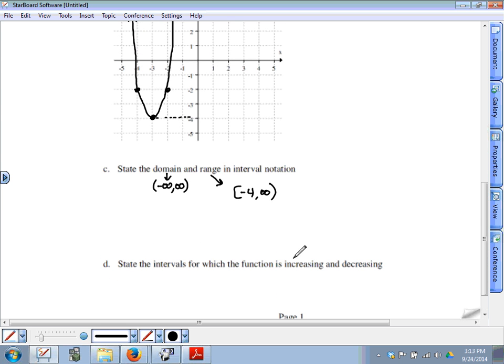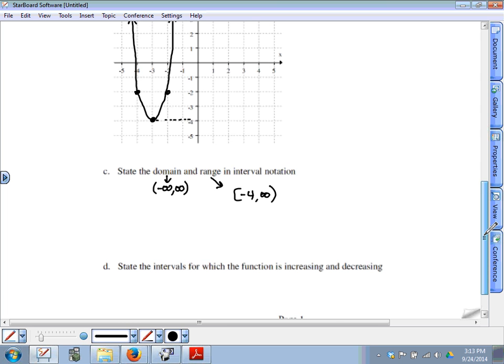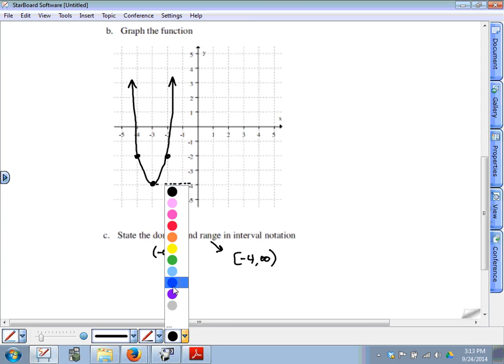And state the intervals for which the function is increasing and decreasing. This part of the function right here, the one I'm highlighting in blue, is a piece of the function that's decreasing. As you're moving on the graph from left to right, the y values are getting smaller, so that would be a decreasing interval. This one that I'm highlighting in red, that's an increasing interval.